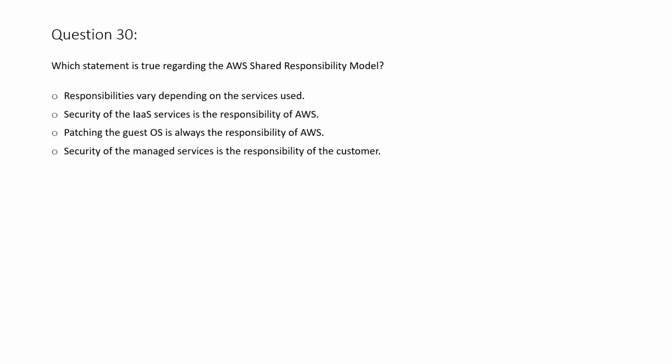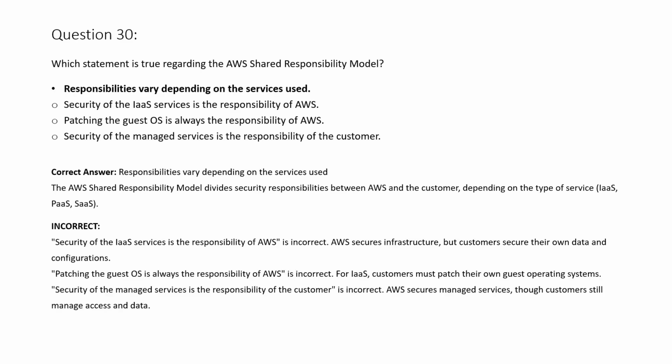Moving into question number 30. Which statement is true regarding AWS shared responsibility model? Options are option A. Responsibilities vary depending on the services used. Option B. Security of the IaaS services is the responsibility of AWS. Option C. Patching the guest operating system, guest OS, is always the responsibility of AWS. Option D. Security of the managed services is the responsibility of the customer. You need to select which one is true. So the correct answer is responsibilities will vary depending on the services that will be used by the user. So few will be AWS's share and few will be the customer's. That is depending on the responsibilities.